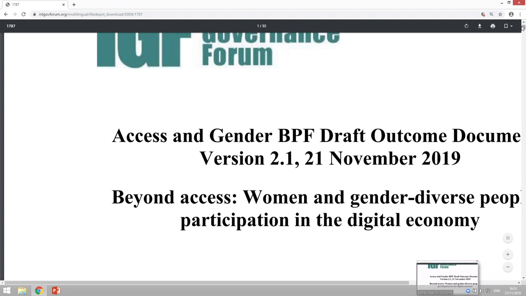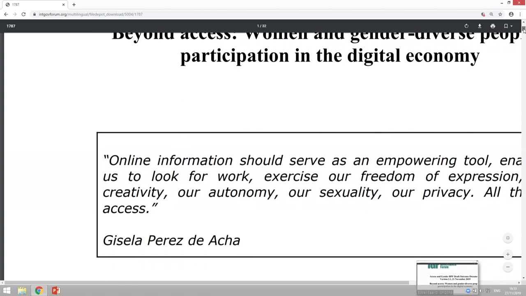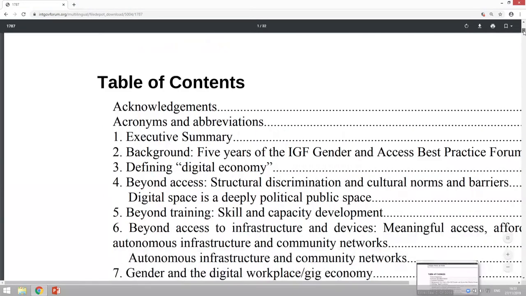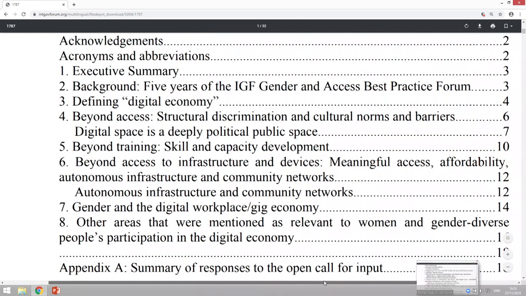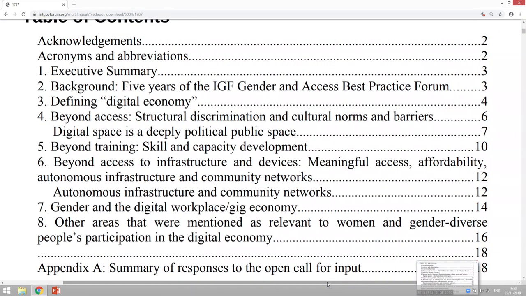So essentially, I would like people in this room to commit to sending additional input, maybe by Monday. The structure of the report at the moment, now let's hope I can do this without losing my place in the document, is the background, which Bruna has just covered.